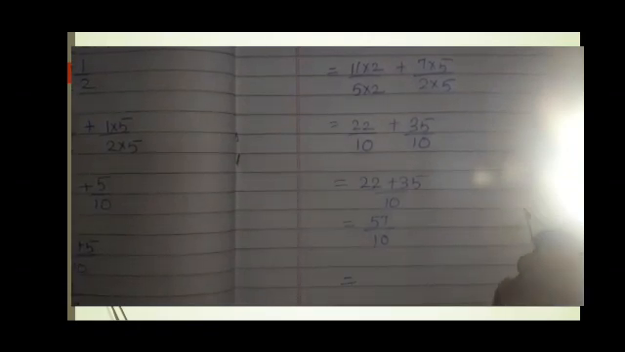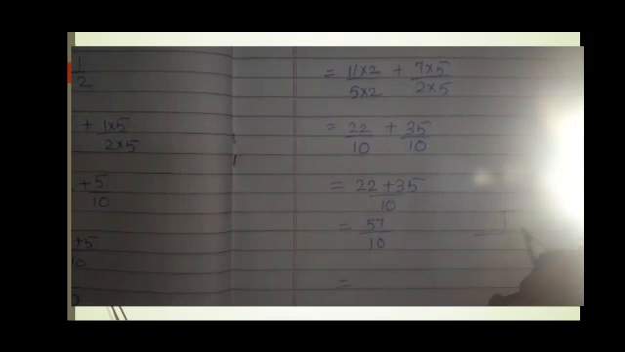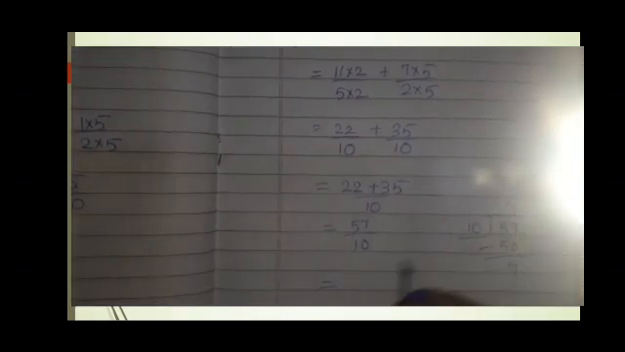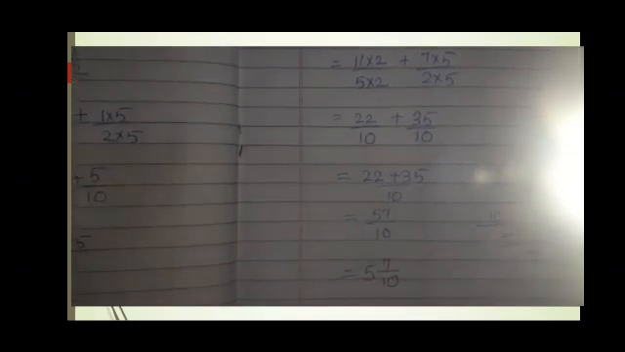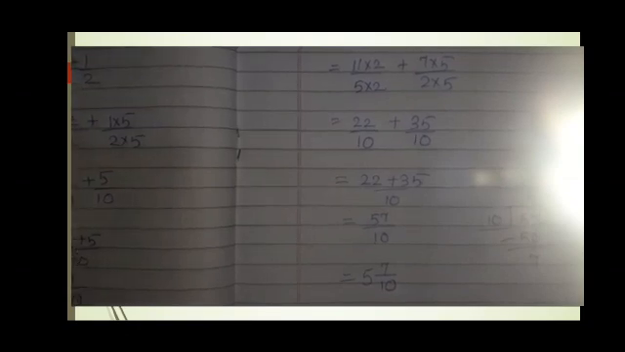This we can do by division method. 57 divided by 10. 10 5s are 50. Remainder is 7. So your quotient will be coming here 5, 7 upon 10. So here we have done addition of mixed fractions by both the methods. But you can solve by only one method, whichever you feel easy.